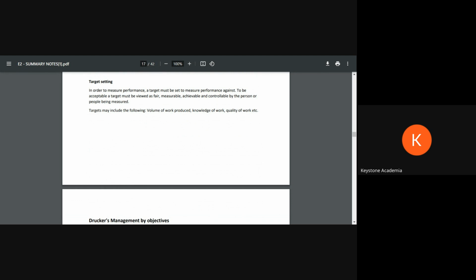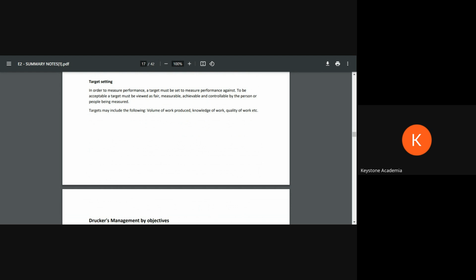Okay, so now you can't just go and fix a target. Effective targets should be in a certain way. They should be specific, they should be measurable, they should be achievable, they should be relevant, they should be time-bound. These are all the criteria that you should follow to achieve an effective target.